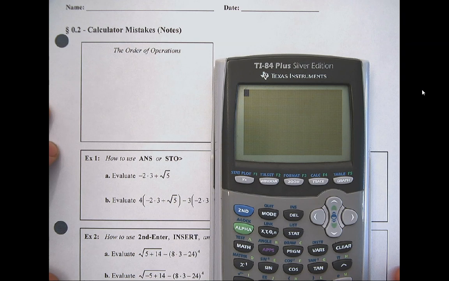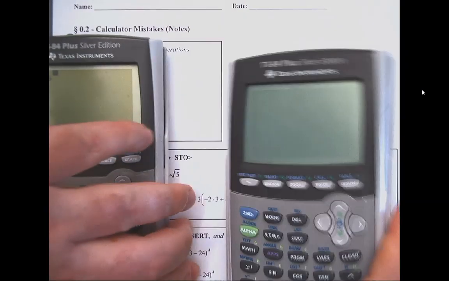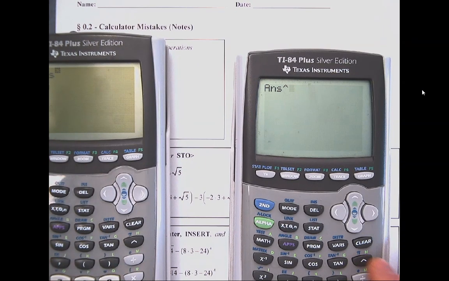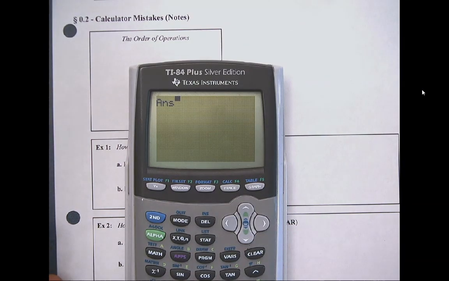You can tell if you have the new operating system when you hit the square button. If you get an answer to the square, that's the new operating system. The old operating system will look like this when you hit the square. And so you have to use a little bit more parentheses in this case, whereas with the new one you don't have to use as many parentheses because it keeps it up in that exponent.